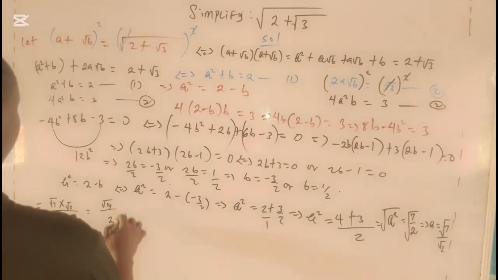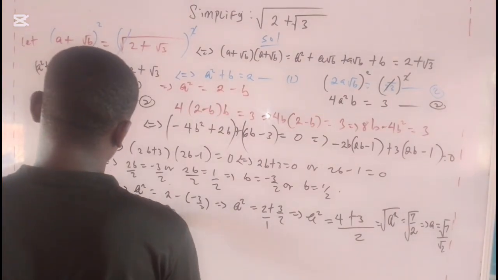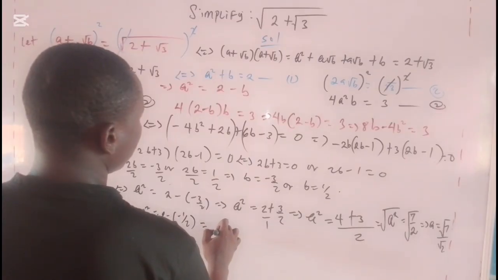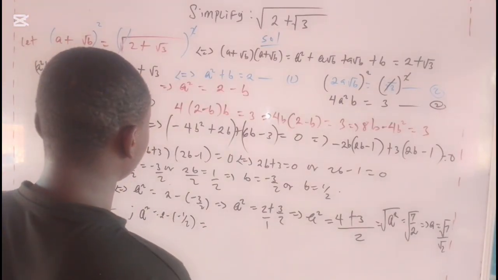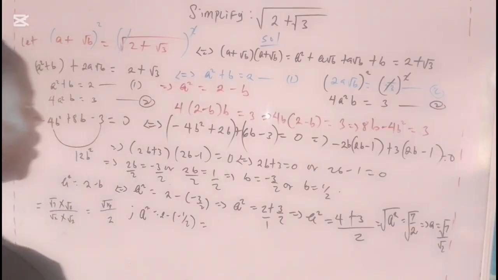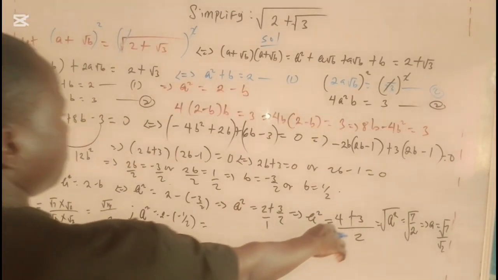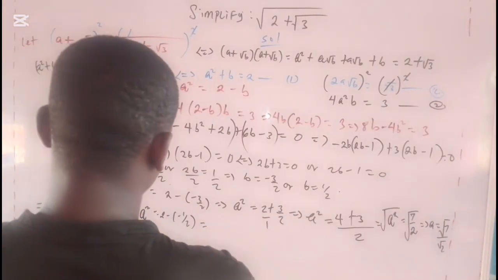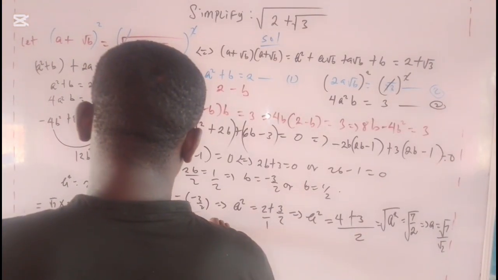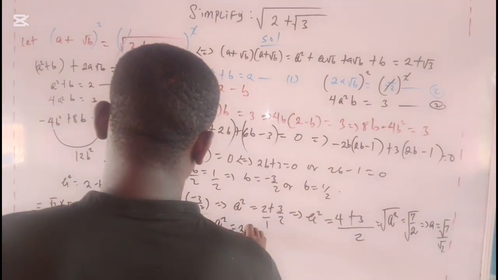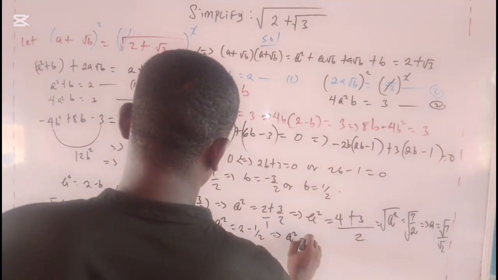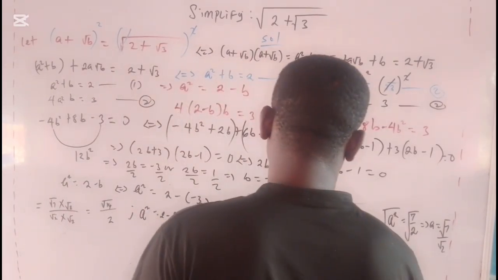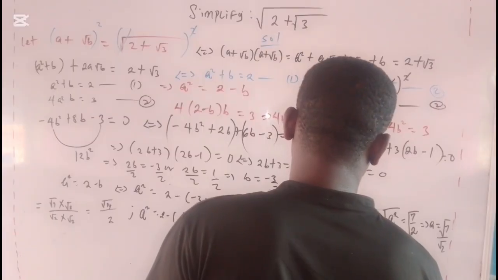Then when b is half, we're gonna have a squared is equal to 2 minus half. b should be half. So where am I writing minus half? Sorry, so that should be half. So we're gonna have a squared is equal to 2 minus half. Alright, so we have a squared is equal to, the LCM is 2. So we have 2 minus 1. 4 minus 1. So we have a squared is equal to 3 over 2.